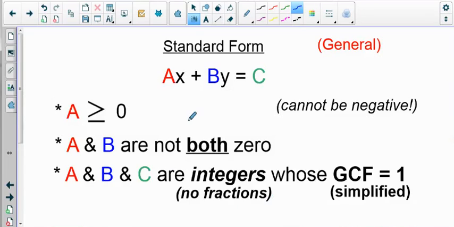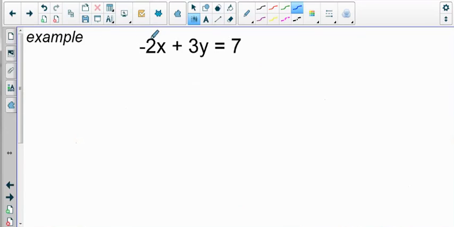Okay, now we're ready to look at some examples. Well, let's go ahead and look at this one. Negative 2x plus 3y is equal to 7. Kind of looks like ax plus by equals c, but let's see if it meets all three of those criteria.